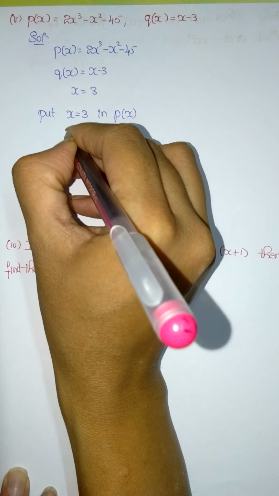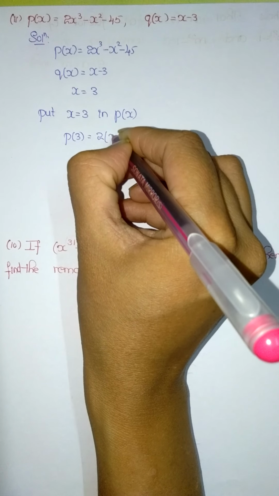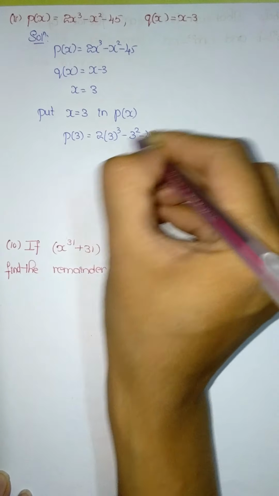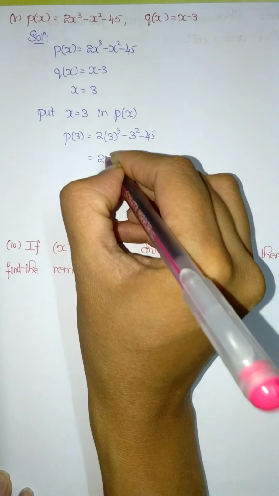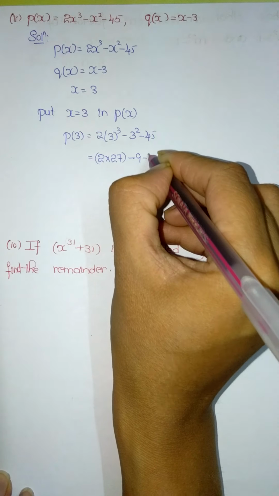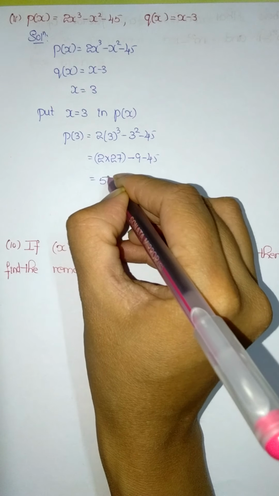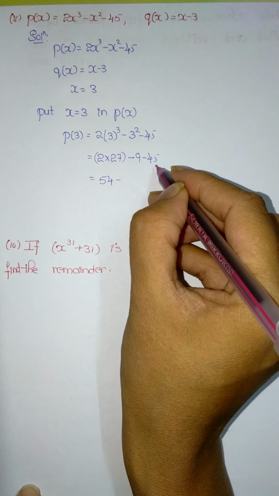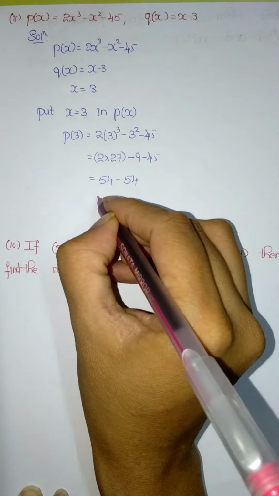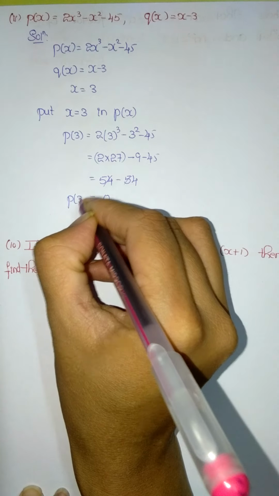So it becomes p of 3, which is equal to 2 into 3 cube minus 3 square minus 45. So here 2 into 27 minus 9 minus 45. So 2 into 27 it becomes 54, minus 9 minus 45 it becomes 54. So here both are cancelled and which is equal to 0. So p of 3 equal to 0.